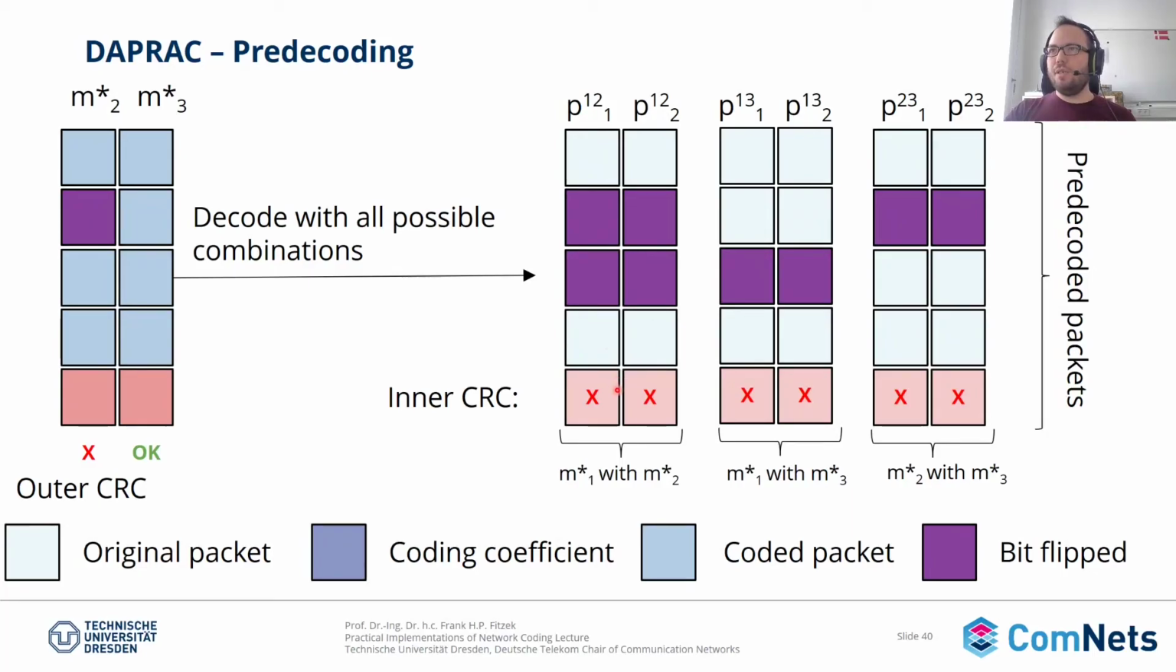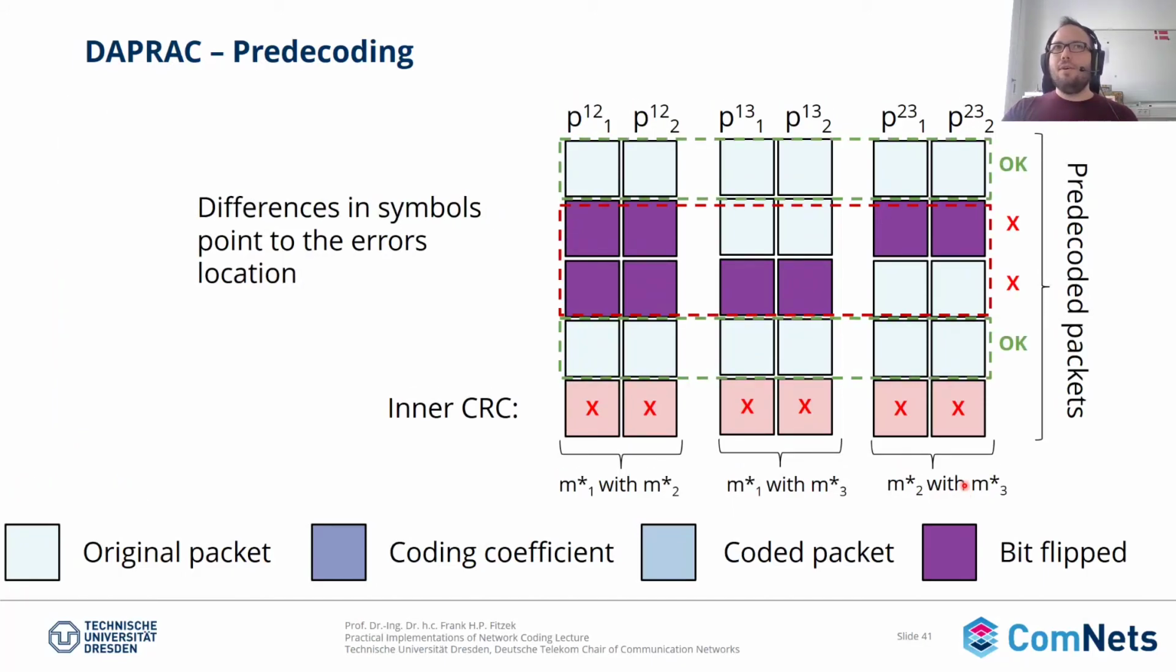But the decoder knows that this is bad. This was not correctly decoded, now not based on the outer CRC, but based on the CRC that we added to the data. Because if we compute the CRC with these values, because there are errors here, it will not match. So we will know that there is a problem there. So again, these packets were decoded with M1 star, with M2 star. These ones were decoded using M1 star and M3 star, and these were decoded using M2 star with M3 star.